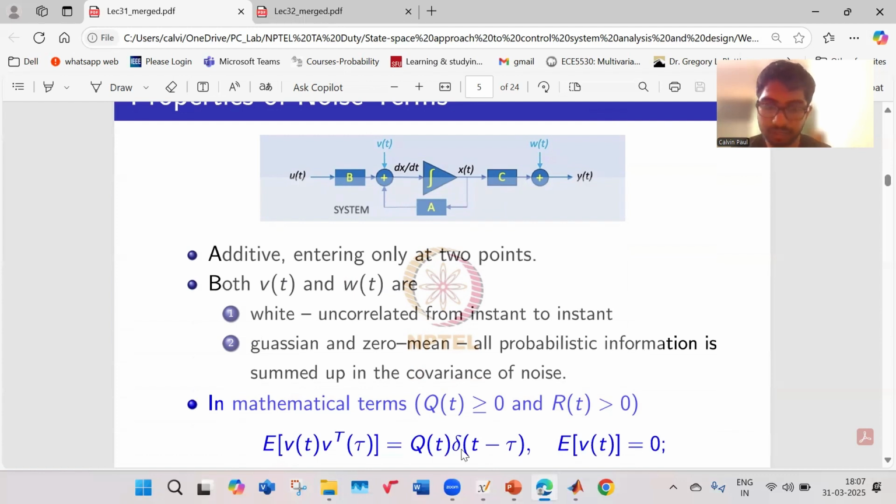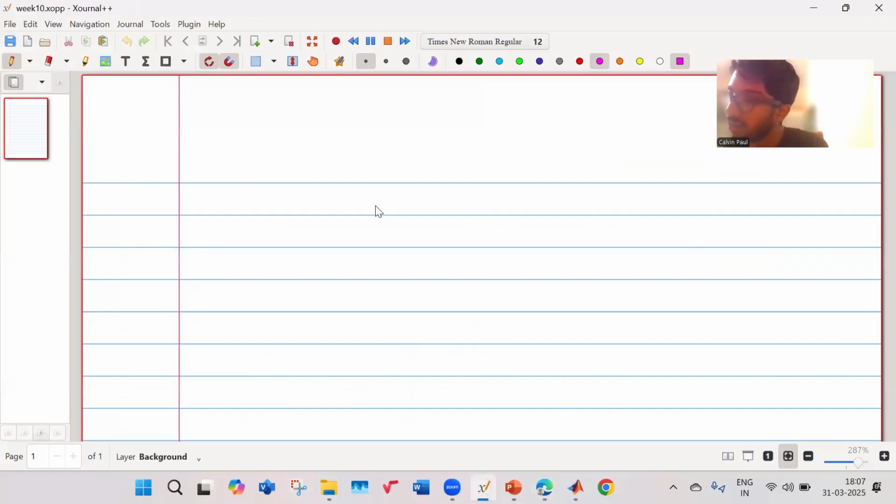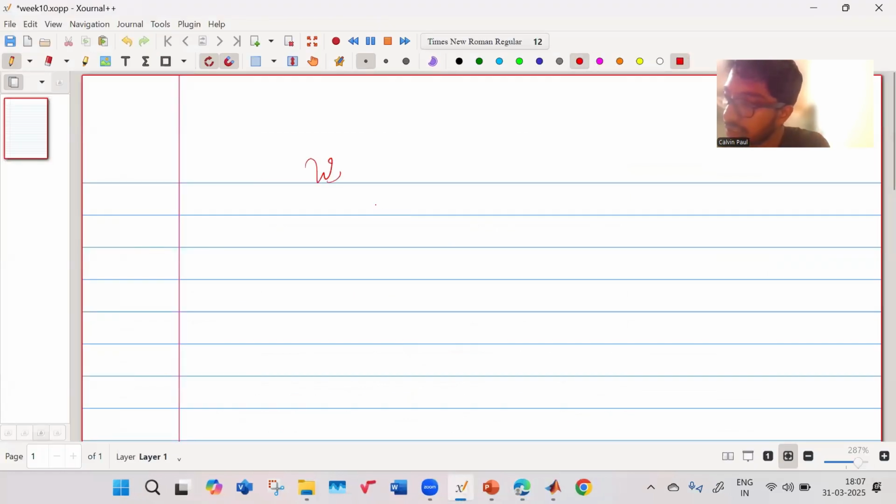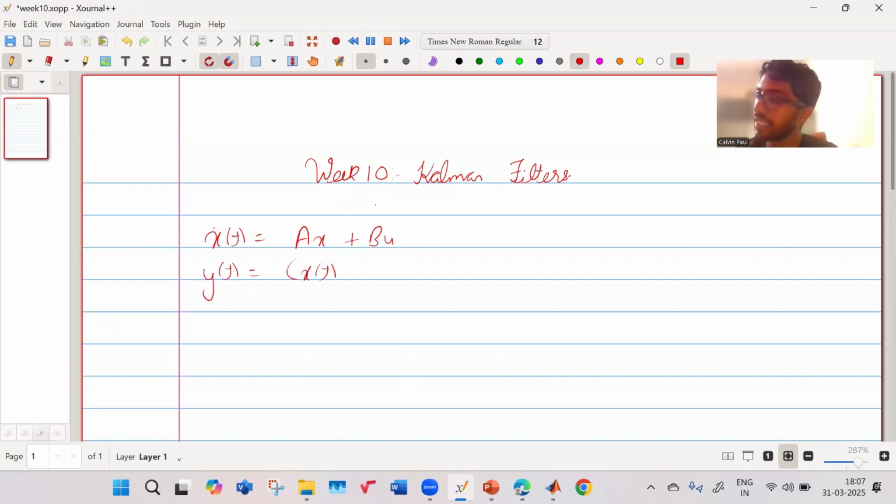So let me write some points. Today is week 10, and Sir is teaching about Kalman filters. This is a normal state space equation, with C into x of t. What is added is some noise: v(t) and w(t). These are certain noise terms which are added.